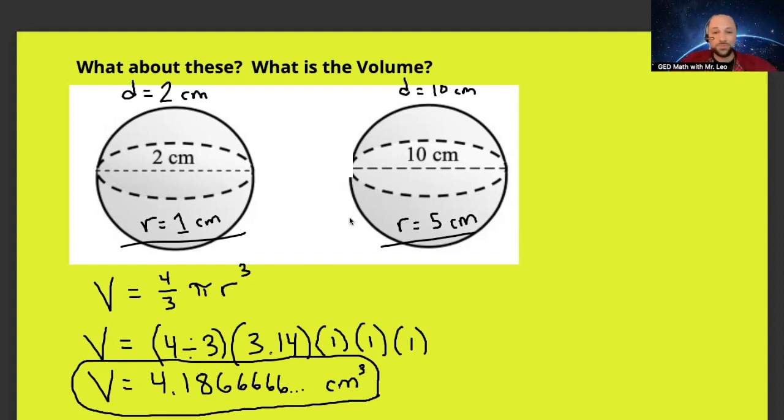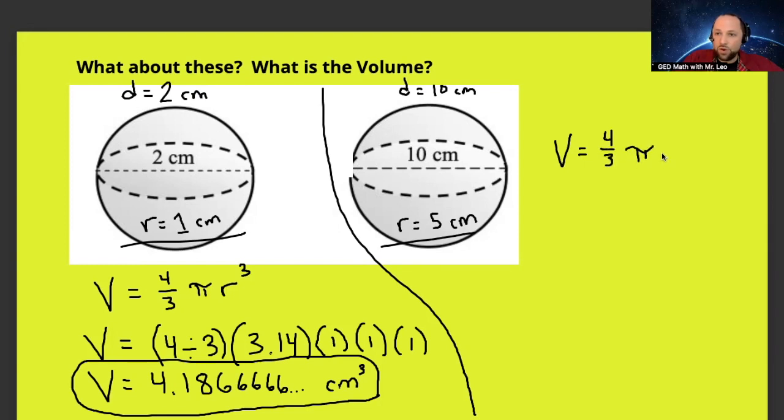4.1866666666. Beautiful. Let's do the next one over here. All right, we're looking for volume. Start with the original complete formula: V equals 4/3 pi r to the third power. All right, we're going to treat that as a division as we've been doing. 4 divided by 3. Pi is 3.14. And the radius here is 5. I see radius to the third power, so that means I need 3 instances of 5.